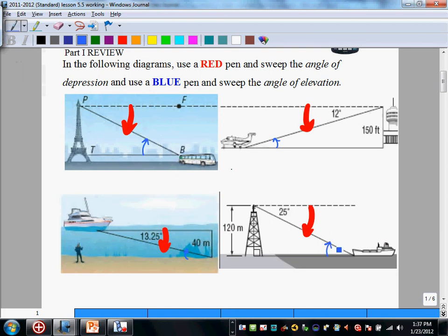Okay, I'm going to show you the answer in about 20 seconds here. Elevation, depression, all four. Get done as fast as you can. I'll give you the answer.